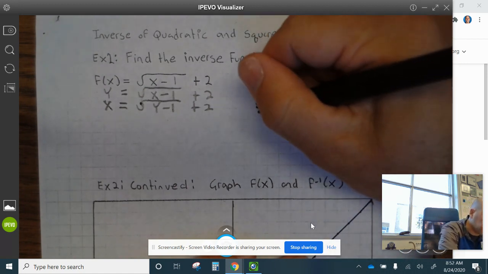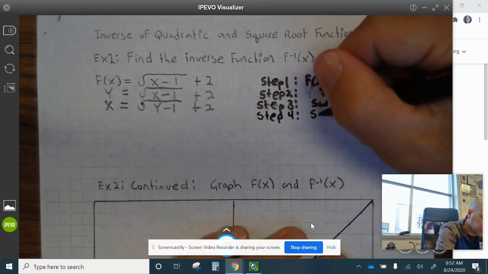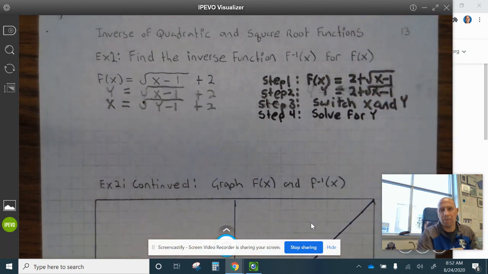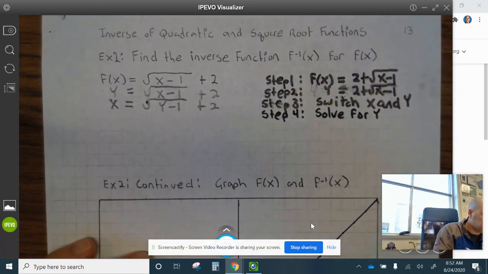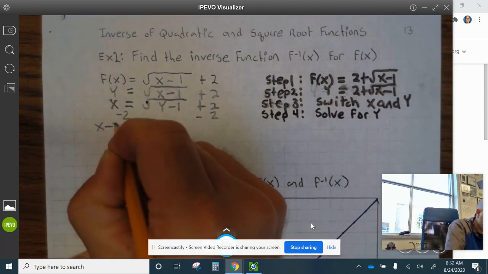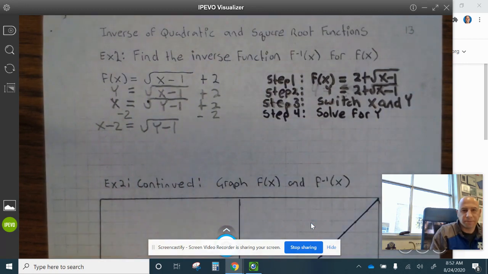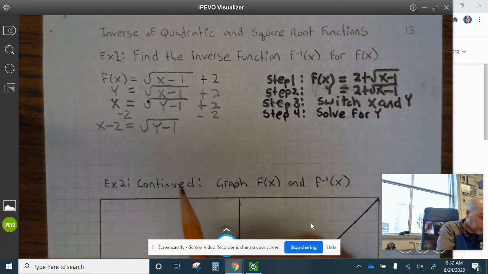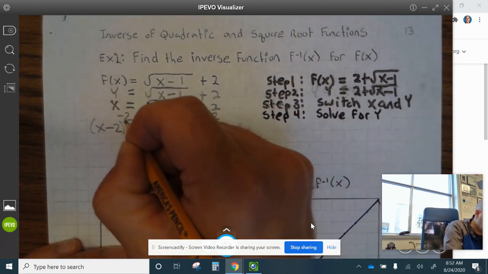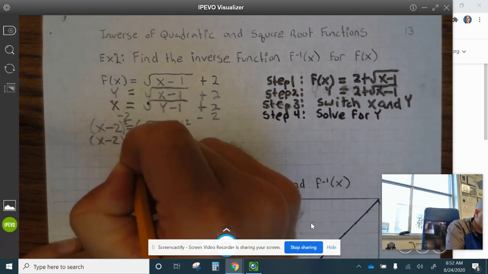Okay, and then step 4, solve for y. All right, so then we're going to subtract 2 from both sides. So you have x minus 2 equals the square root of y minus 1. And then you're going to do the opposite of square root, which is square. So we're going to square both sides.